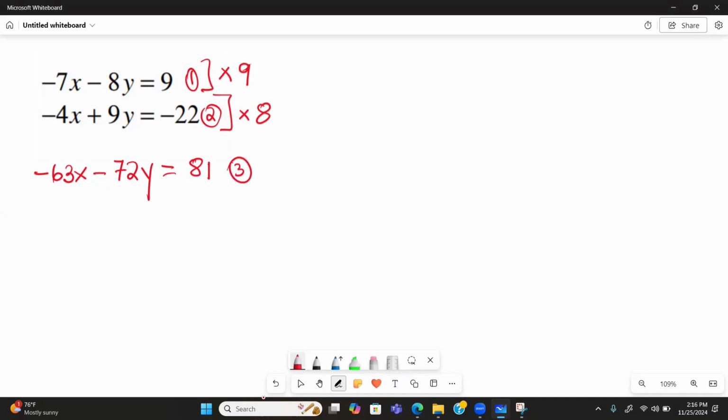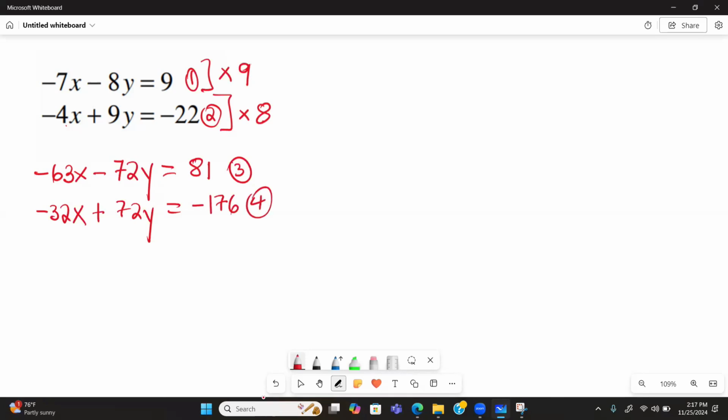The fourth equation: 8 will be used to multiply throughout the second. So 8 times negative 4, that's negative 32x. 8 times 9 will give me positive 72y. And 8 times negative 22, that's going to give me negative 176. And this is my fourth equation.